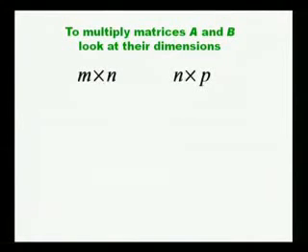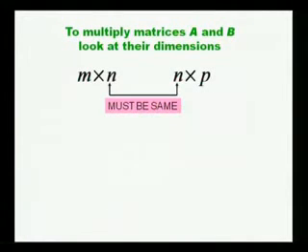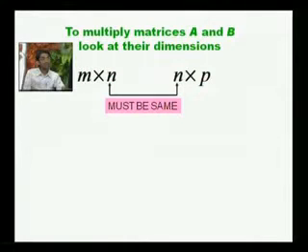If the matrix A has the dimension M cross N and the matrix B has the dimension N cross P, then we can multiply these two matrices A and B, because the number of columns in the first matrix is N and the number of rows in the second matrix is also N. So we can multiply these matrices.